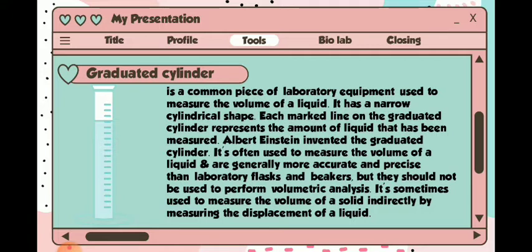It's often used to measure the volume of a liquid and is generally more accurate and precise than laboratory flasks and beakers. But they should not be used to perform volumetric analysis. It's sometimes used to measure the volume of a solid indirectly by measuring the displacement of a liquid.